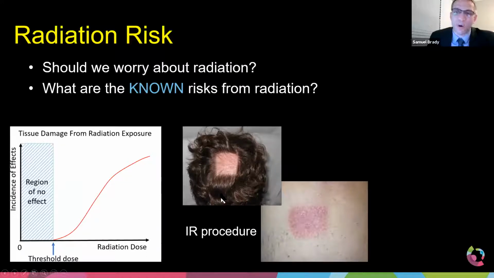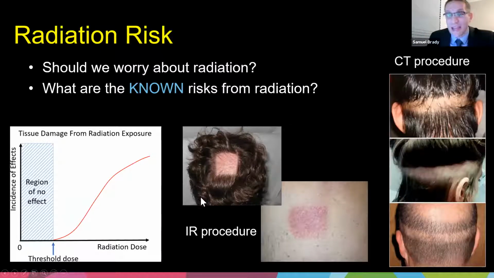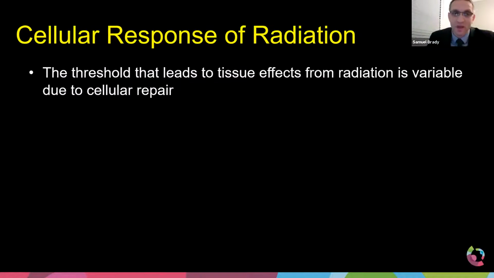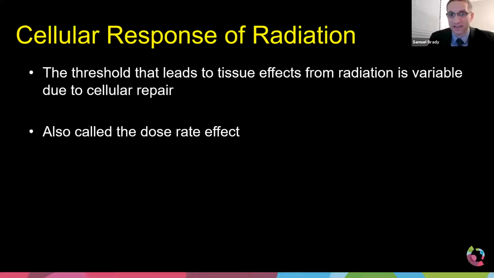We see this typically only in the high, quote-unquote, dose procedures, such as IR, cath lab, and in some cases CT. But for the most part, in general imaging, when we talk about diagnostic radiology and DR, CR, most CT scans and nuclear medicine, we do not see tissue effects from radiation. Why is that? The answer is because the body has an amazing ability to heal itself when it's exposed to various different effects such as radiation or ionizing radiation.